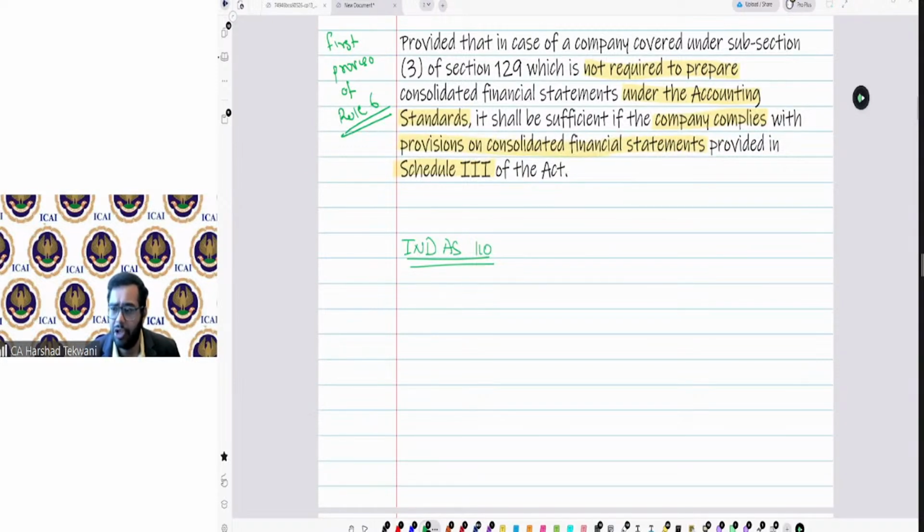So there is a definition also given under the Ind AS 110 to investment entities, and there is an exception to the consolidation. Ind AS 110 says that an entity that is a parent shall prepare consolidated financial statement the same way, but except for the following. So there are certain class of entities which are not required to prepare consolidated financial statement.